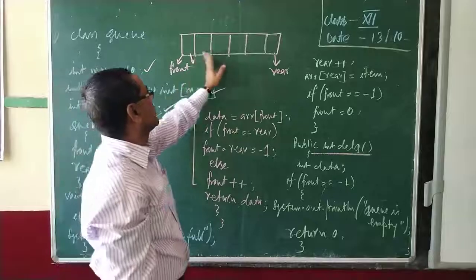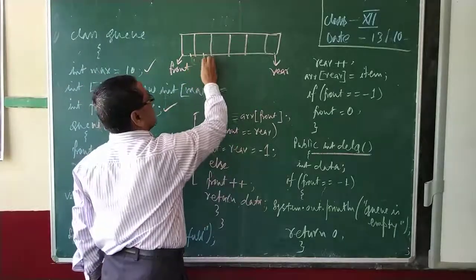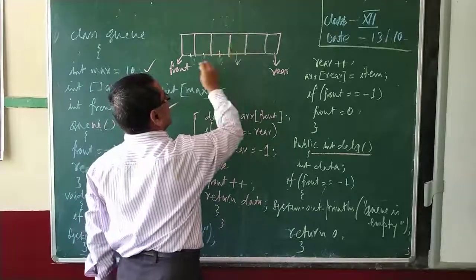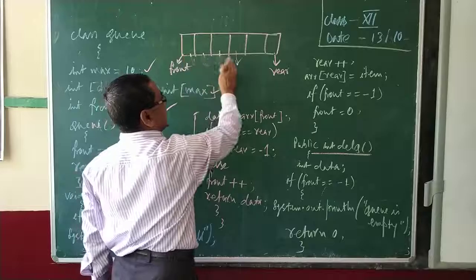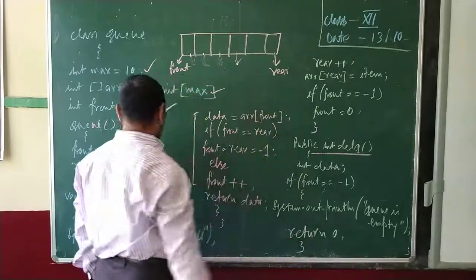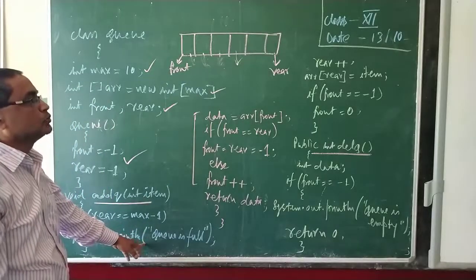Slowly the rear will push. Again you are adding, so after the rear will be here, then after the rear will be here, like that. Front is the same, front is not changing, rear is changing, and the rear will come to the end. Then you cannot go further. If rear equal to max - 1, the queue is full, you cannot add anymore.